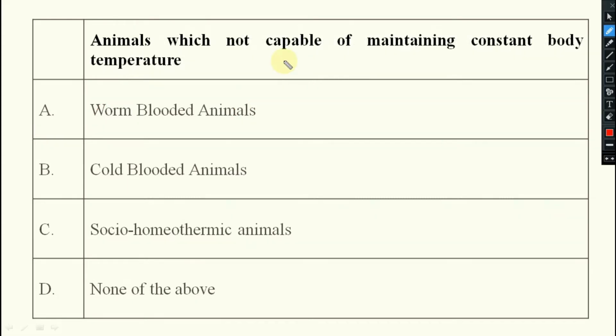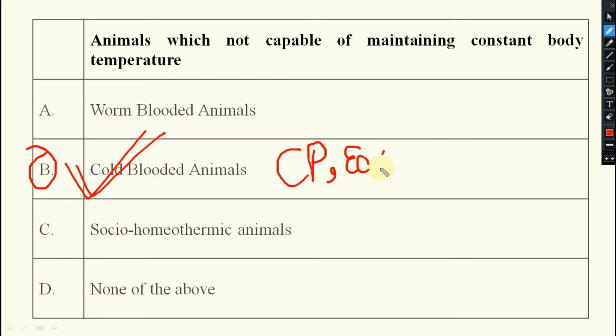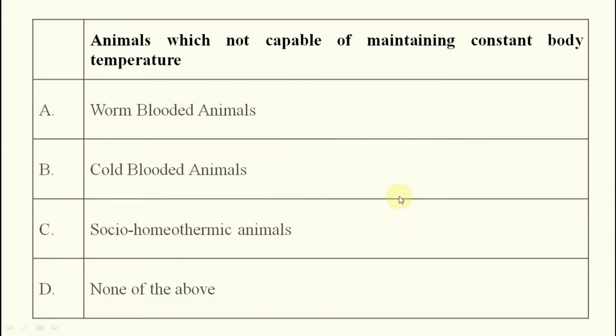Next one, animals which are not capable of maintaining constant body temperature are known as cold-blooded animals. The synonyms are poikilothermic animals, otherwise known as ectothermic animals. Very important, please remember along with the examples.